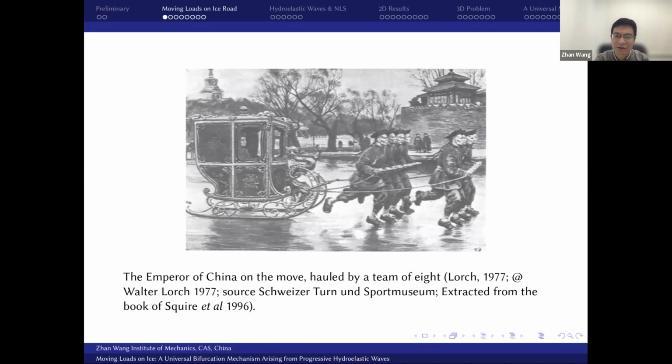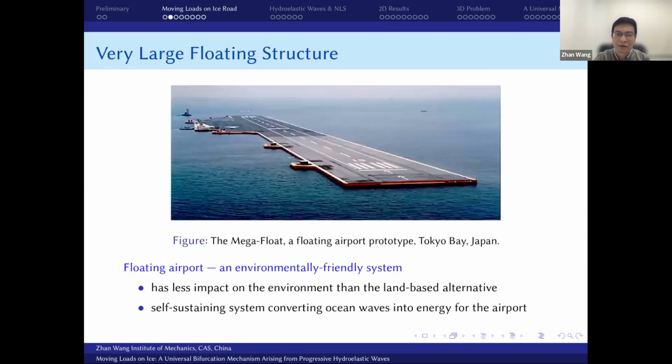So this is a picture extracted from Squaw's famous book in 1996, The Emperor of China on the Move in Beijing, held by a team of 8 people. And there's also a lot of man-made floating structures. The most famous one was made in Japan, the Mega Float structure.